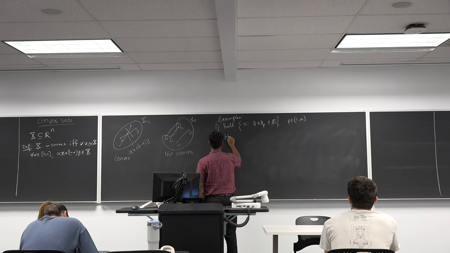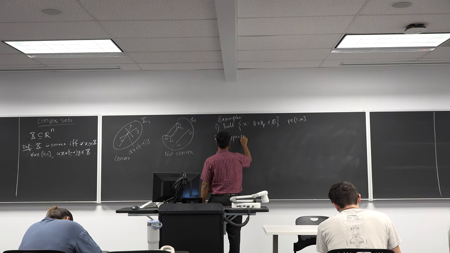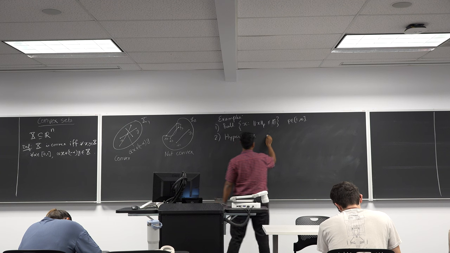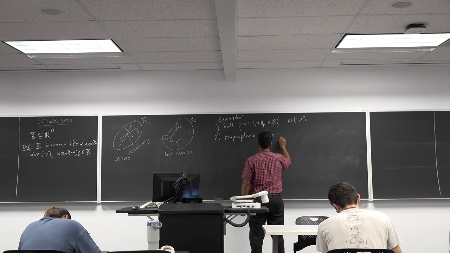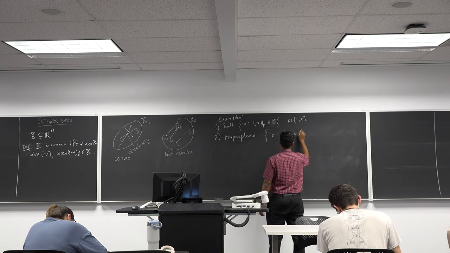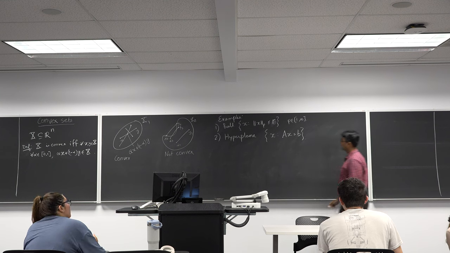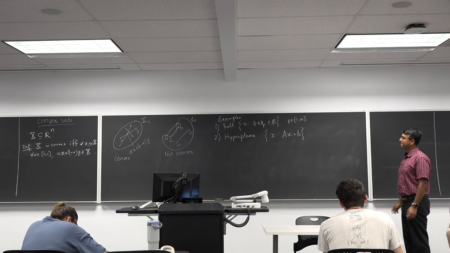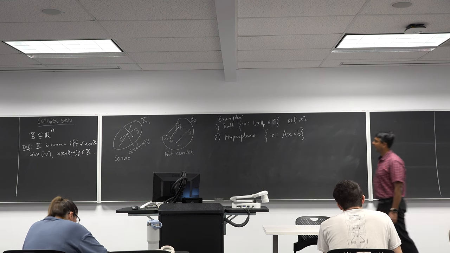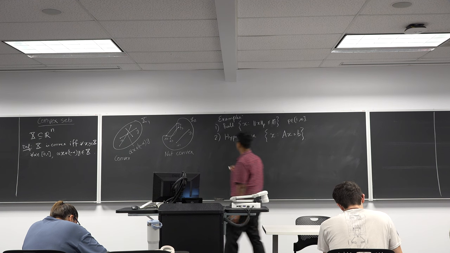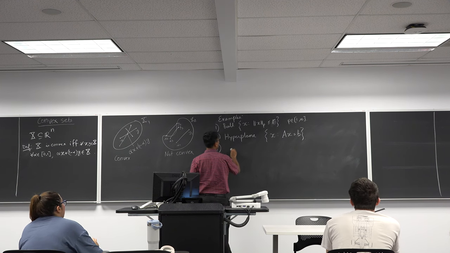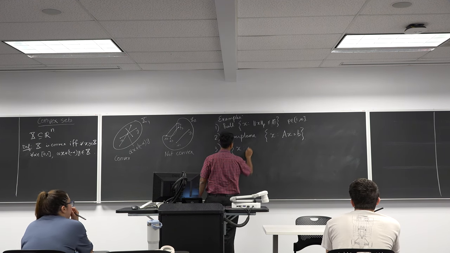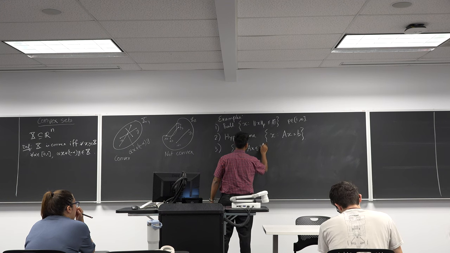Second is a hyperplane: x such that Ax equals b. Then third is x such that Ax is less than or equal to b.